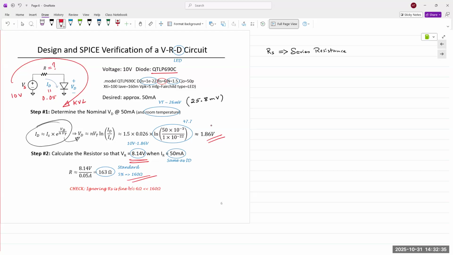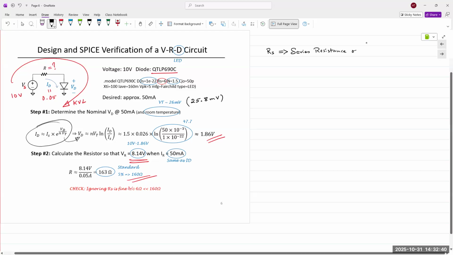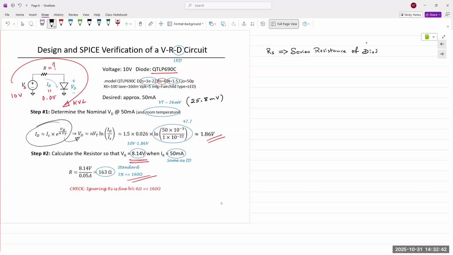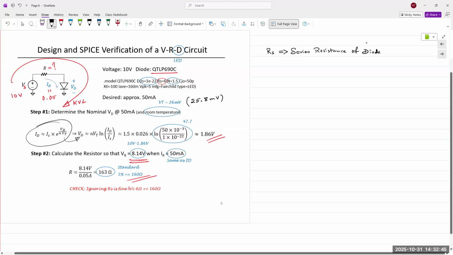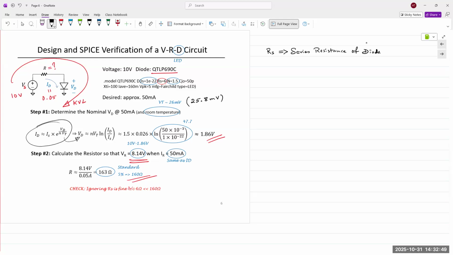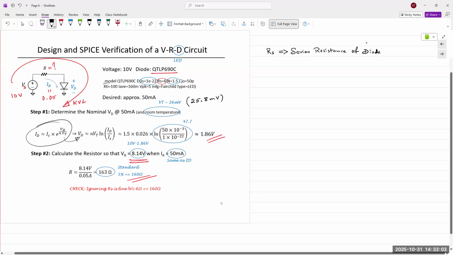Good question. So RS is the series resistance of the diode. It's part of the manufacturer's spec. When we buy a product off the shelf and we look at the data sheet from the manufacturer, it will say N is equal to so and so, IS is equal to so and so. So all of the descriptors that we see here are obtained or provided by the manufacturer.